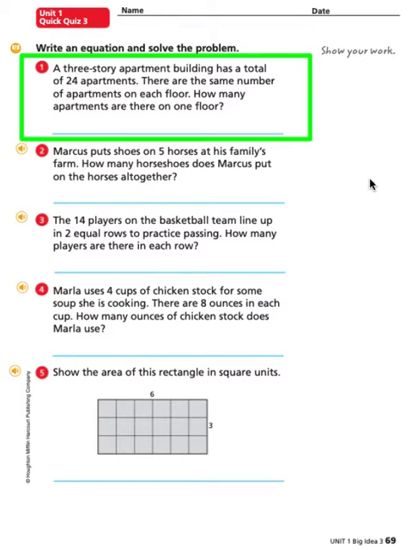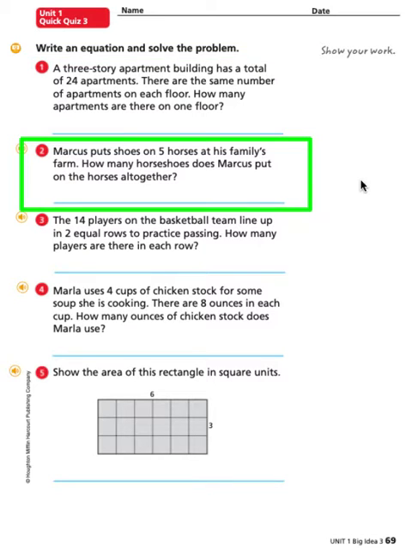Number 1, a 3-story apartment building has a total of 24 apartments. There are the same number of apartments on each floor. How many apartments would there be on one floor? There are 2 numbers in this problem. Figure out the 2 numbers. Write a multiplication or division problem to solve. You can draw a picture if you need to.